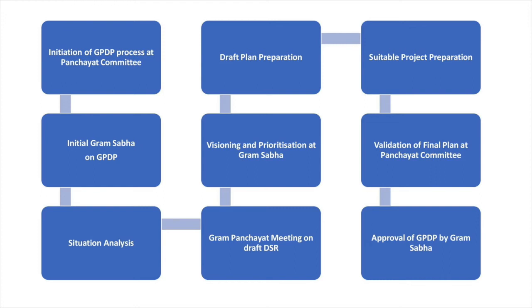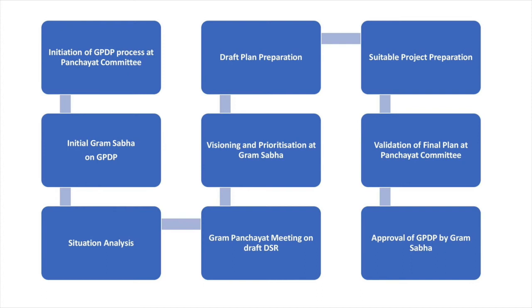The fourth step is the Gram Panchayat meeting on the Draft Development Status Report, that is the DSR. After completion of the Draft Development Status Report of the Gram Panchayat Development Plan, the draft report has to be presented in the Gram Panchayat meeting as soon as possible. This is because the Panchayat will get a basic idea regarding the community's needs and gaps. The Draft Development Status Report should be approved by the Gram Panchayat Committee before it is placed in the Gram Sabha, as necessary modifications can be made and the modified document can be internalized before it is presented in the Gram Sabha.